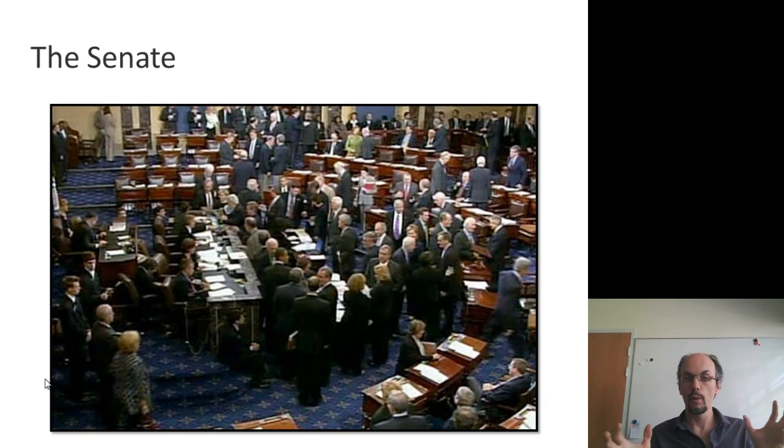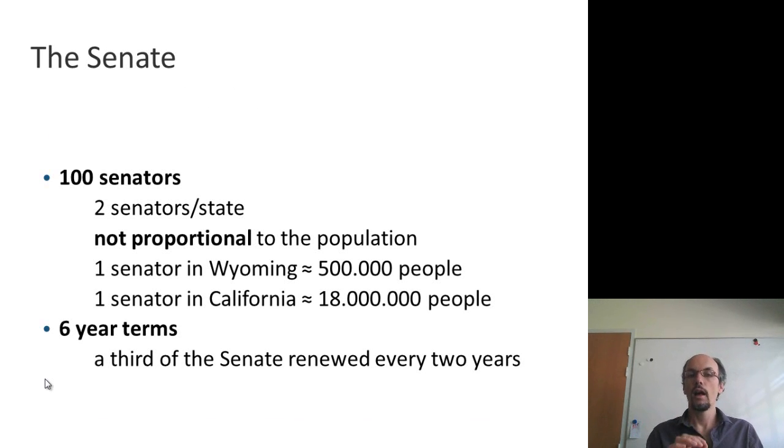And then you have a smaller chamber, the Senate. There are exactly 100 senators, 2 senators per state. What does that mean? It means that a huge state such as California has 36 million people. A small state like Wyoming has approximately 1 million people.